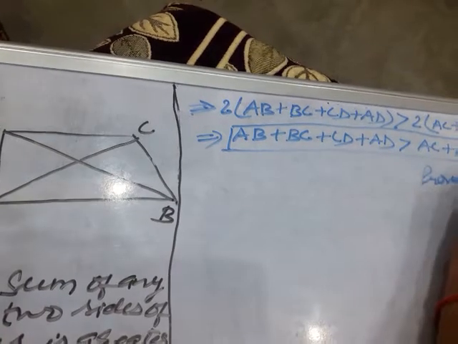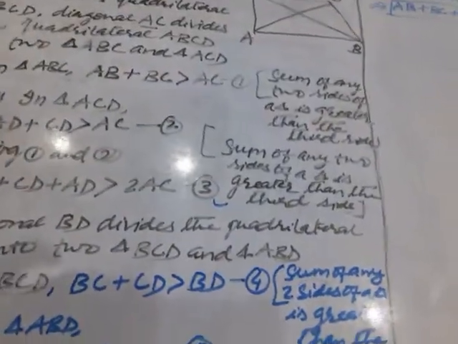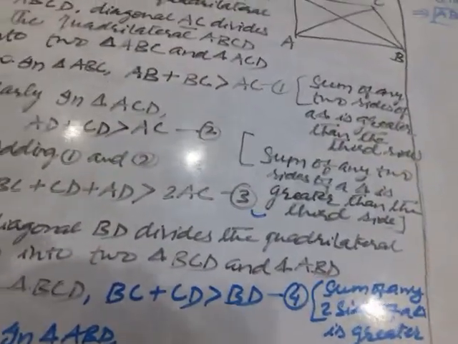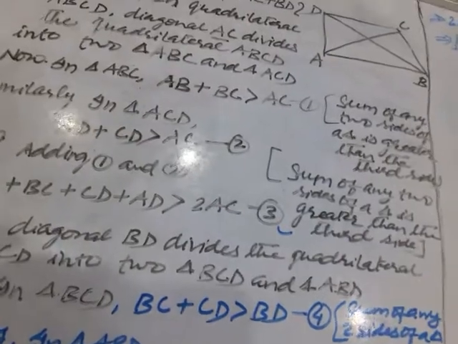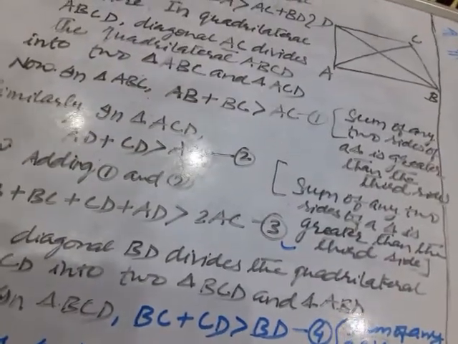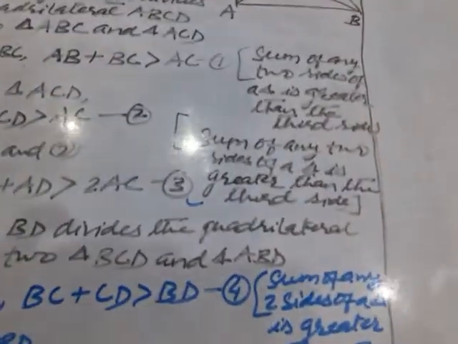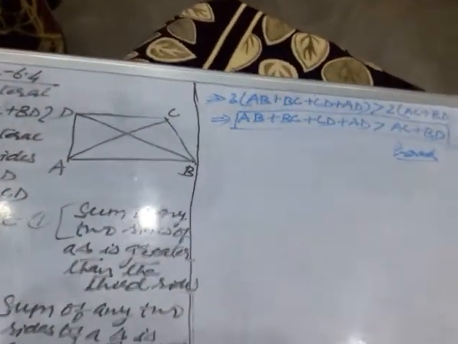You have proved that the sum of all the four sides of a quadrilateral is greater than the sum of its diagonals. Okay. AB plus BC plus CD plus AD is greater than AC plus BD. Okay, children. Now coming to the next question.